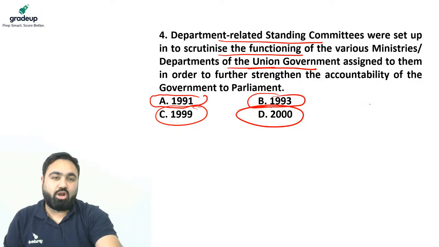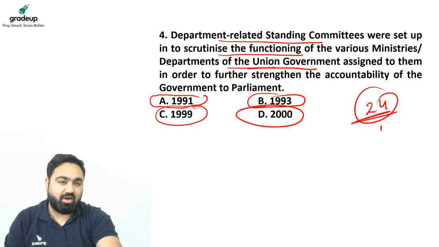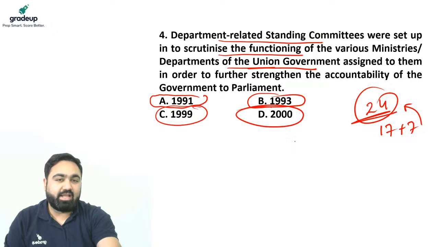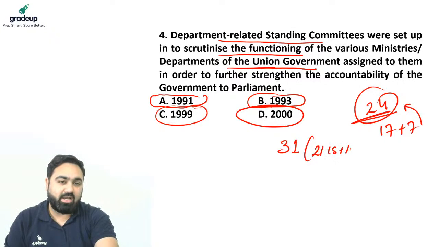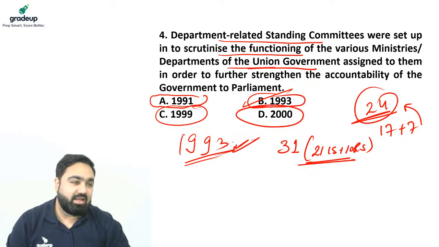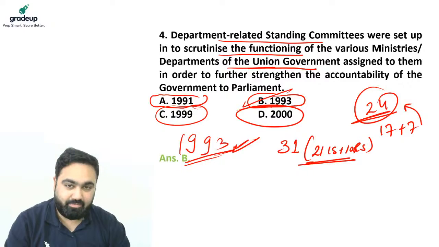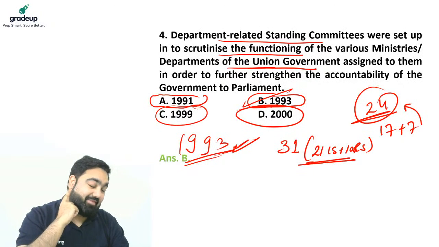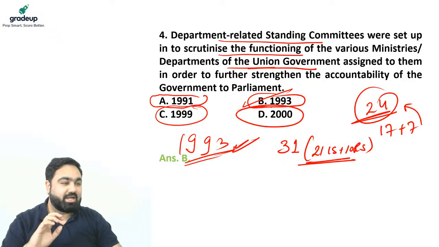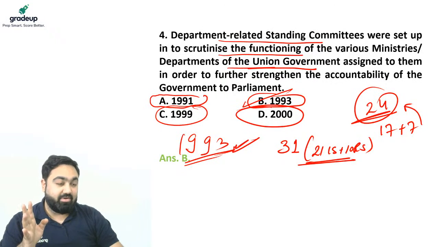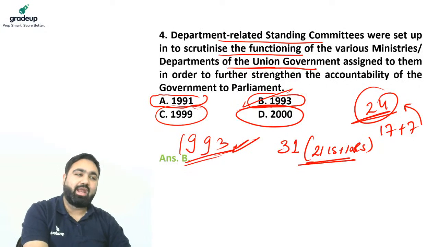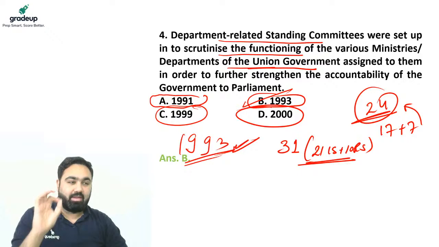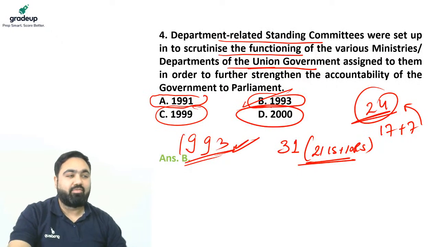There are a total of 24 departmental committees. As you know, there were earlier 17, 7 more were added. Each departmental committee has 31 members, 21 from the Lok Sabha and 10 from the Rajya Sabha. The correct answer here is B, 1993. 1993 was the time when they were first set up. 17 were first made and then 7 more were added later on.